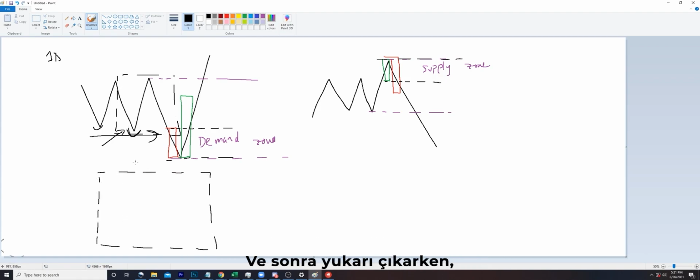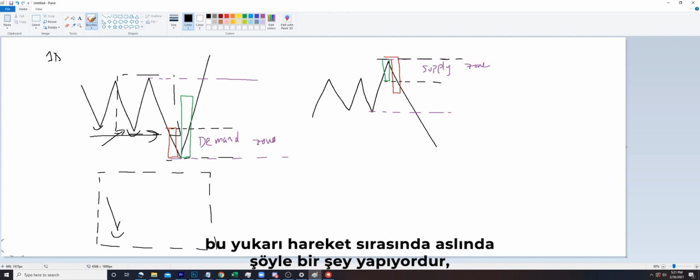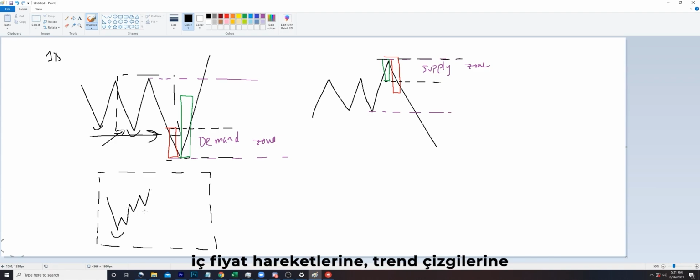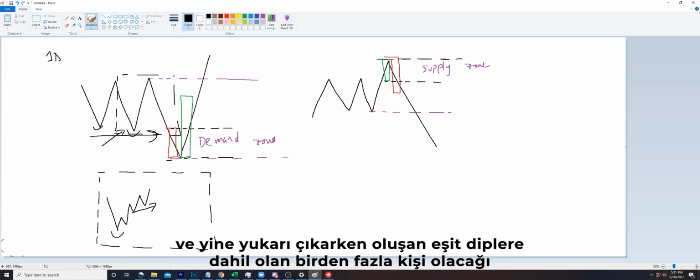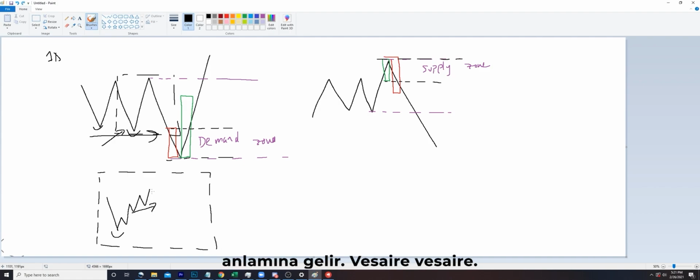Price comes into this swing low, right here, and then on the way up, during this move up, it's actually doing something of this sort, which means you're also going to have multiple people getting involved on the inside price action, on the trend lines that form on the way up, on the equal lows again that form on the way up, and so on and so forth.